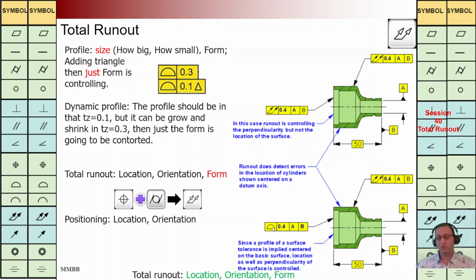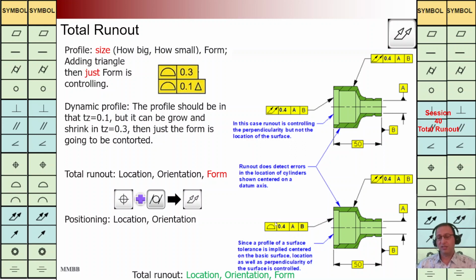If we are going to use profile here, what is the difference between using the profile symbol and the total run out symbol? As we can see here, we are going to use basic dimension. It means by having this profile, we are going to control the size as well. While whenever we implement total run out, we are going to control location, orientation, and form, not size. But whenever we use the profile symbol with basic dimension, we are going to control the size as well.